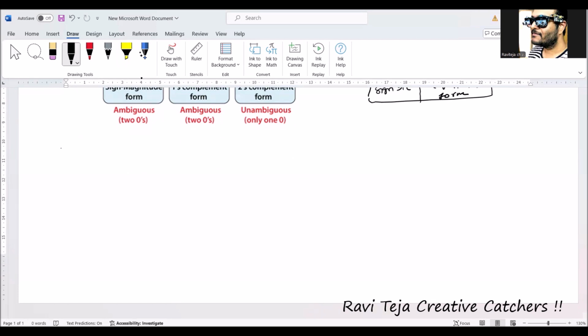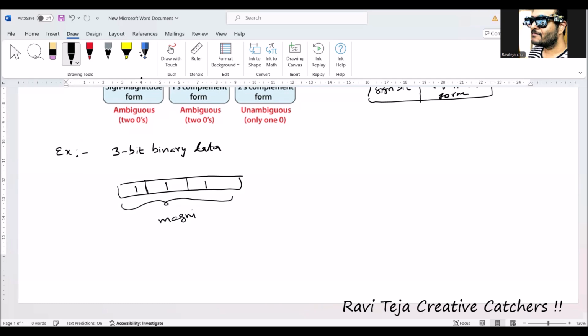For example, consider 3-bit binary data. We are considering a 3-bit binary data, so the number 1, 1, 1. Generally the 1, 1, 1 indicates the magnitude or original data. So this is the original or the magnitude data. So 1, 1, 1 indicates the number 7 with respect to binary.